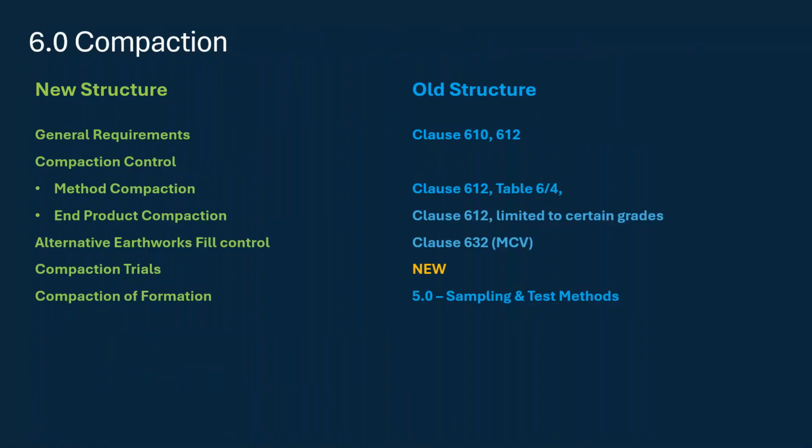Now moving on to the meaty one, which is compaction. And again, not a great deal that's new. Maybe a slight change in emphasis within the document. Method compaction is still referred to and is still a method which you can use within it. But there's greater emphasis now on end product compaction and performance control and performance monitoring through testing of the compaction as it's happening, rather than simply relying on method compaction alone.